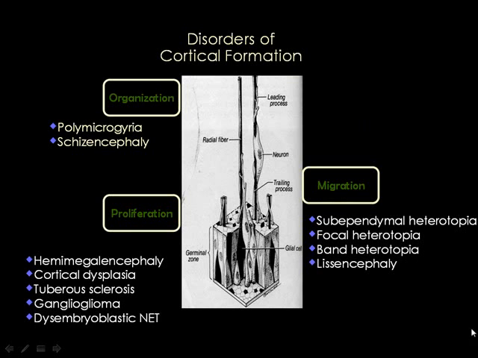Then the final classification of the lesions, you got 3 abnormalities. Abnormalities in the proliferation, abnormalities in the migration, and abnormalities in organization. The proliferation abnormalities will include the hemimegalencephaly, the cortical dysplasia, the tumors including the ganglioglioma and the DNET tumor, some cases of tuberous sclerosis as well. Disorders of migration will include subependymal heterotopia, focal heterotopia, band heterotopia, and the lissencephaly. The disorders of organization include polymicrogyria and schizencephaly.